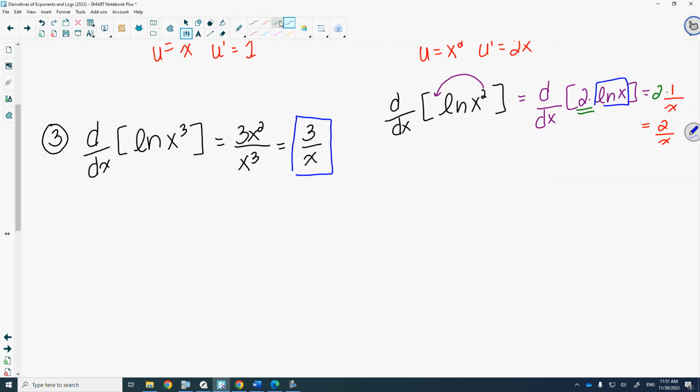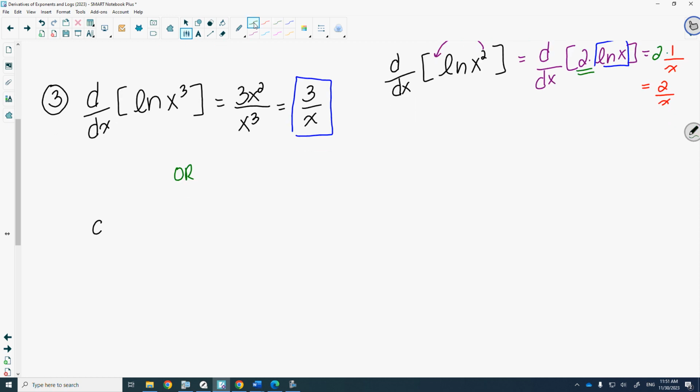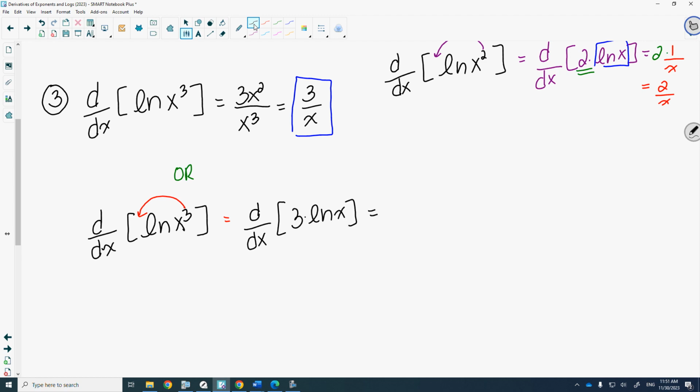Or an alternate way that we could look at this question is if I want you to take the derivative of the natural log of x cubed, you could bring the 3 to the front. And then we would be taking the derivative of the natural log of x, which is 1 over x, and that would give us a derivative of 3 over x, which is what we got up here.